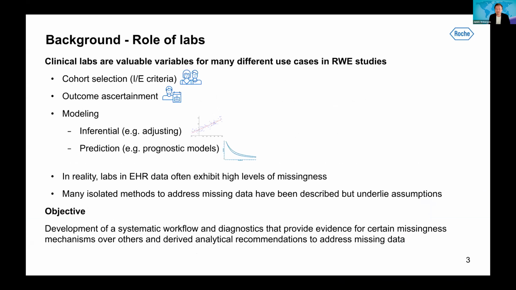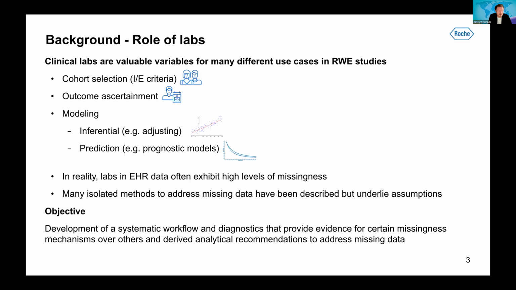For a vast amount of real-world evidence studies, especially in oncology, lab data are of utmost importance for various reasons. For example, if you want to emulate a target trial, you need to stick as close as possible to a randomized controlled trial protocol, and labs are often in an exclusion criteria specified in such protocols. Also, for safety studies, labs are often used to ascertain and measure outcomes. Lastly, also for adjusting, as we've just heard, in propensity score models or in prognostic models, labs are of utmost importance. However, in reality, labs in electronic health records data also often exhibit high levels of missingness.